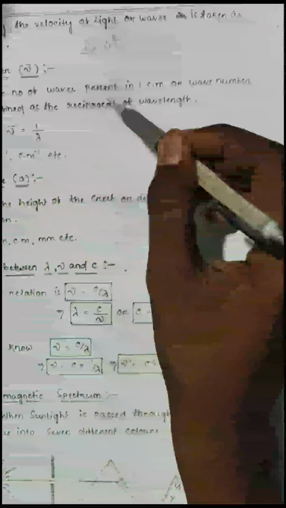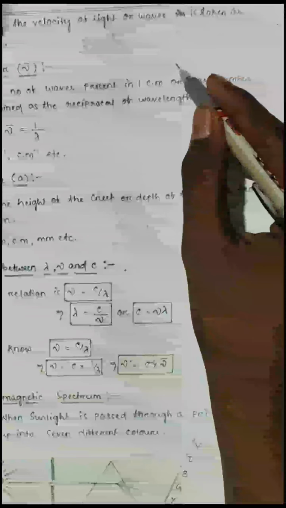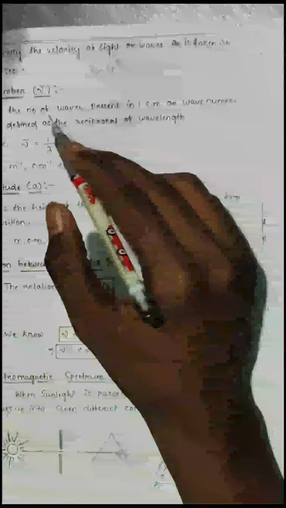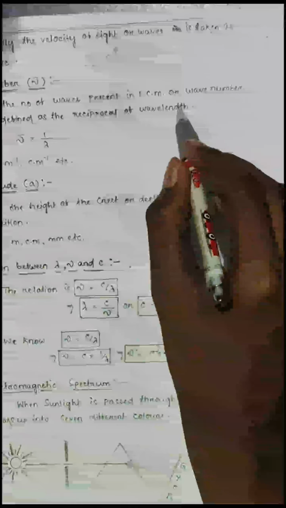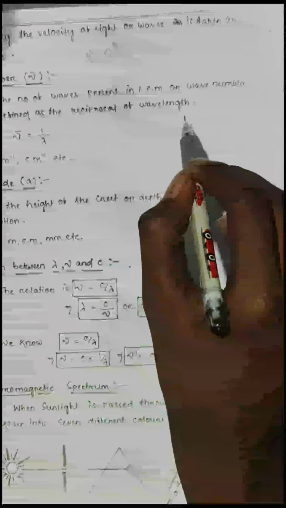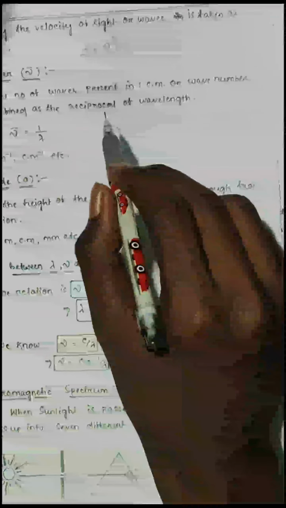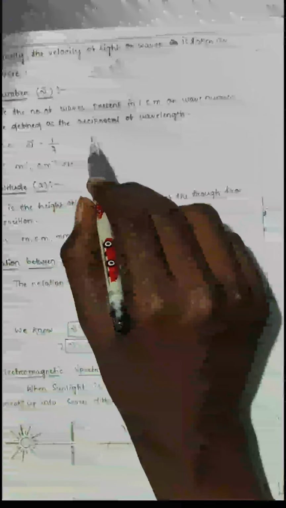Wave number. Wave number is denoted as nu bar: nu with a line on top of it. So what is wave number? It is the number of waves present in 1 centimeter, or wave number may be defined as the reciprocal of the wavelength, meaning nu bar is equal to 1 by lambda.